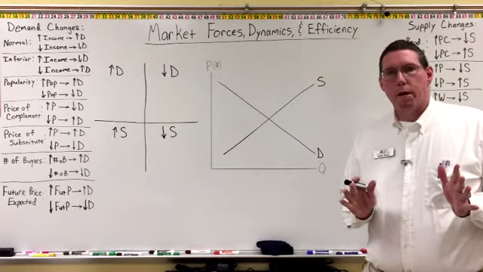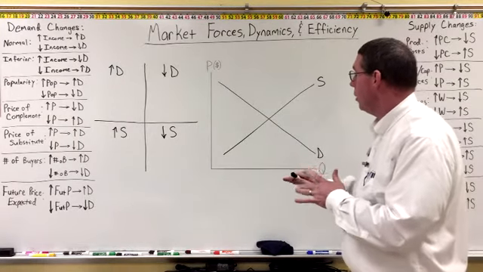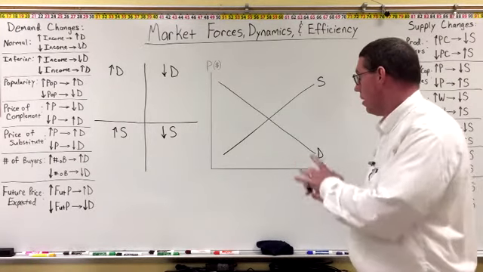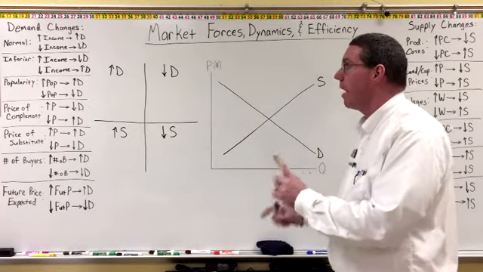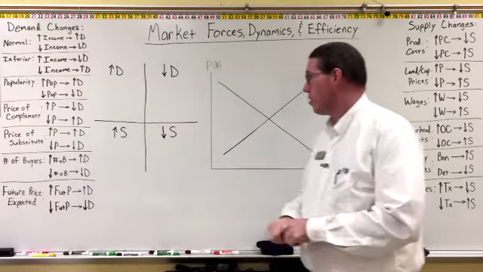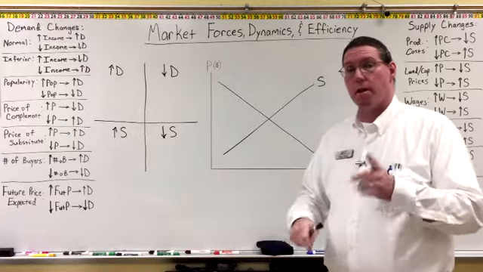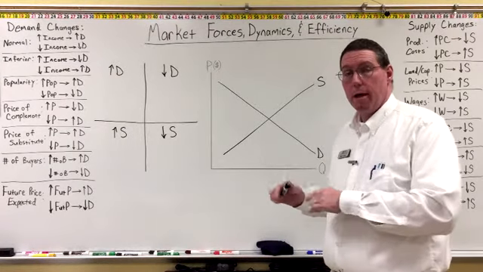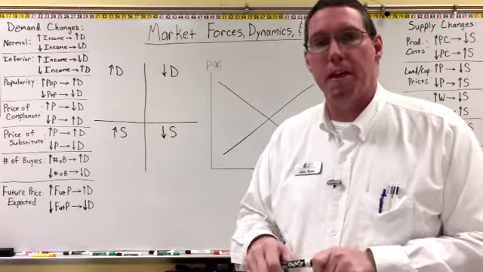Now what I want to do is talk about what happens to equilibrium price and equilibrium quantity when we have some kind of change in demand or a change in supply. Now there's only 4 possibilities. There's only 4 things that can happen in a market. Now we're going ceteris paribus. We are not going to change more than one thing at a time.